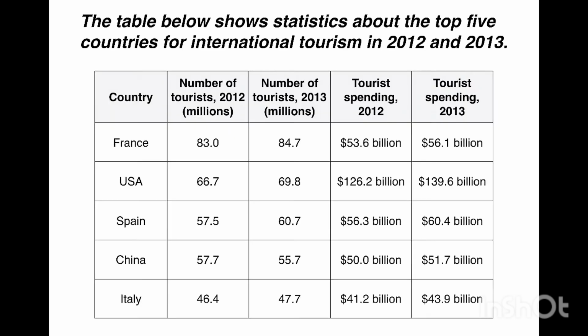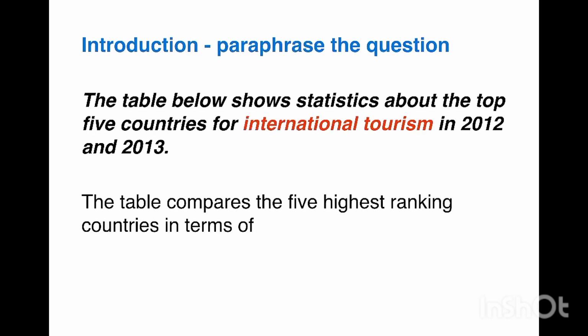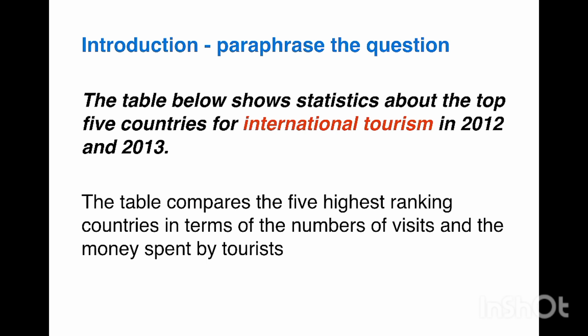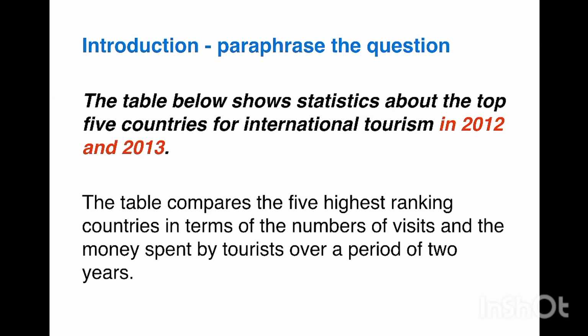I'm going to try to be a bit more precise and say what the figures for international tourism are. So I'm going to look at the table and circle these 2 headings, number of tourists and tourist spending. That's what the table's really about. So instead of international tourism, I've written the numbers of visits and the money spent by tourists. That's a bit more accurate. Finally, in 2012 and 2013, I've written over a period of 2 years. And that's the introduction finished. The table compares the 5 highest ranking countries in terms of the numbers of visits and the money spent by tourists over a period of 2 years.